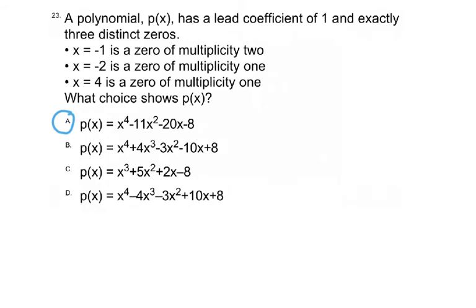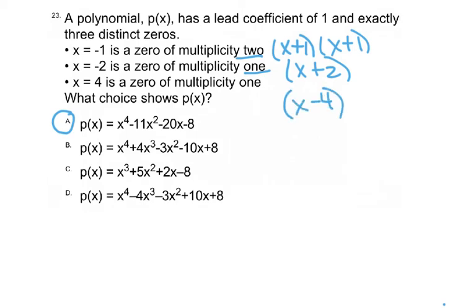Alright. This is also from those zeros, linear factors and multiplicity videos. If x equals negative 1 is a 0, then x plus 1 is a factor. Because it has a multiplicity of 2, it actually occurs twice, so I'm going to write it twice. If x equals negative 2 is a 0, then x plus 2 is a factor. Multiplicity of 1 means it occurs once. If x equals 4 is a 0, then x minus 4 is a factor. Multiplicity of 1 means it occurs once.